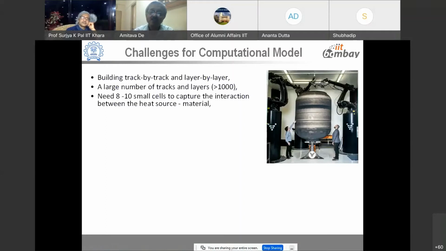Now with this, when we started, it is not started today. People are not sitting idle. People have already started using computational models for additive manufacturing for quite some time already. So we are already in the race. The moment we start modeling track by track, layer by layer, we realize that there's a huge number that we are trying to think of.